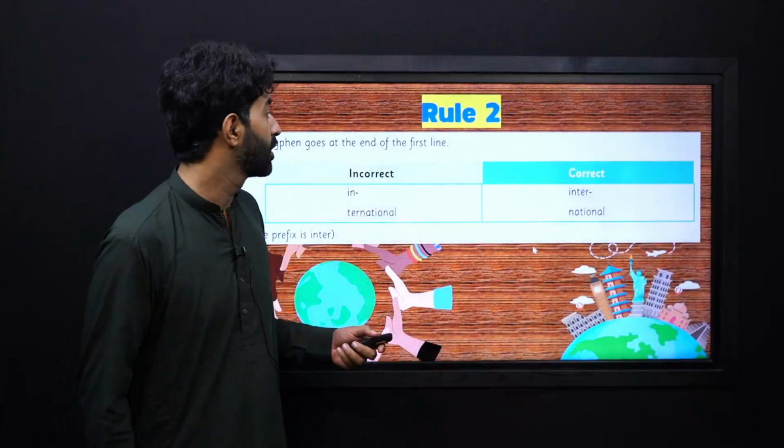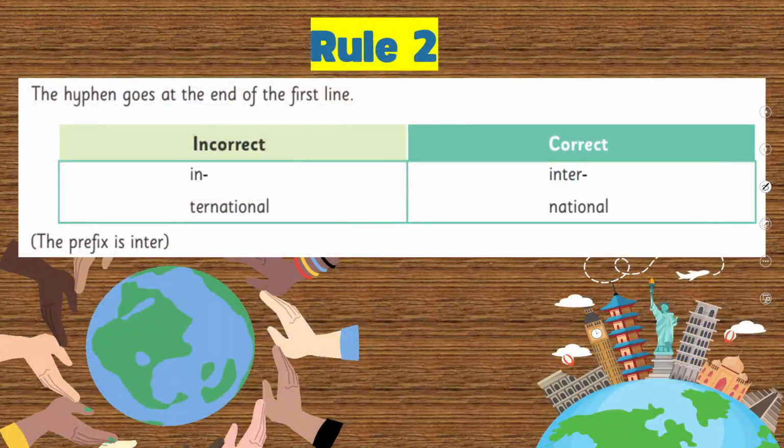And then let's look at some more examples over here. So our word is international. So this is the incorrect way of dividing it. Rather, we will use it in this way. Why? Because inter is our prefix. So it cannot be divided like this.